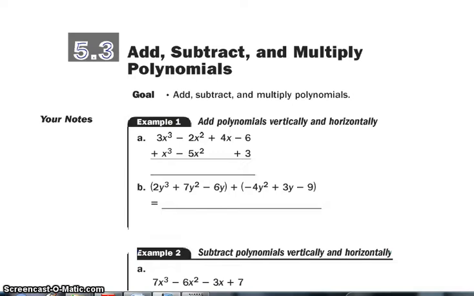So pretty much, let's take a look at the first example. We're just adding. So we'll start from the left. We have 3x cubed plus x cubed. So this is 4x cubed. We have negative 2x squared minus negative 5x squared. So that's going to be negative 7x squared. We're not adding anything to the 4x. And then we have negative 6 plus 3, which is negative 3.